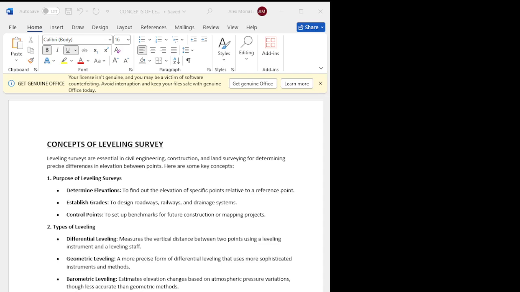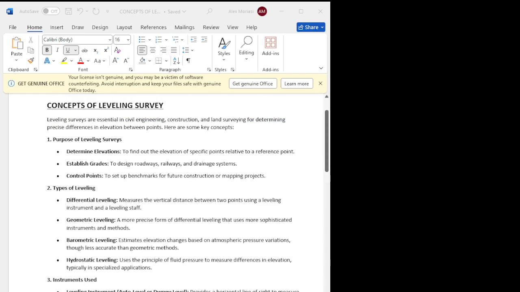As you know, leveling survey is essential in civil, construction and land survey, maybe to determine different elevation between points. These are the concepts that may be used to determine the kind of leveling survey to be undertaken. To start with, number one, we are going to look at the purpose of leveling survey.